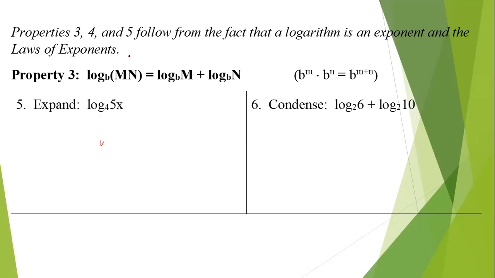Property 3 is our product rule. If I have a log base b with the x's being multiplied, m times n, they can be separated into log base b of m plus log base b of n. Looking at example 5, I can expand this. Expanding means that I'm going to end up with 2 logs. So expanding, I have log base 4 of 5 plus log base 4 of x.